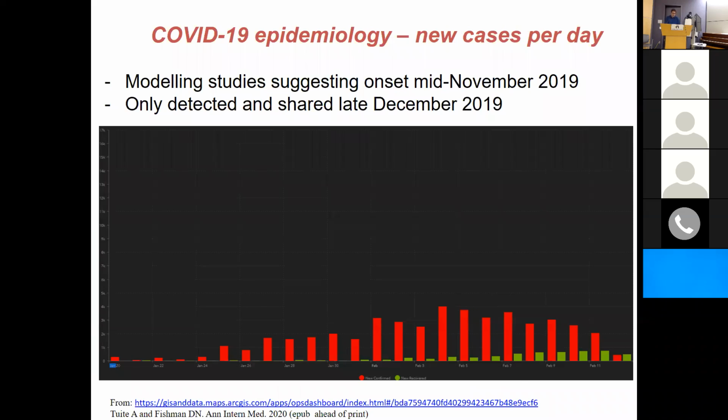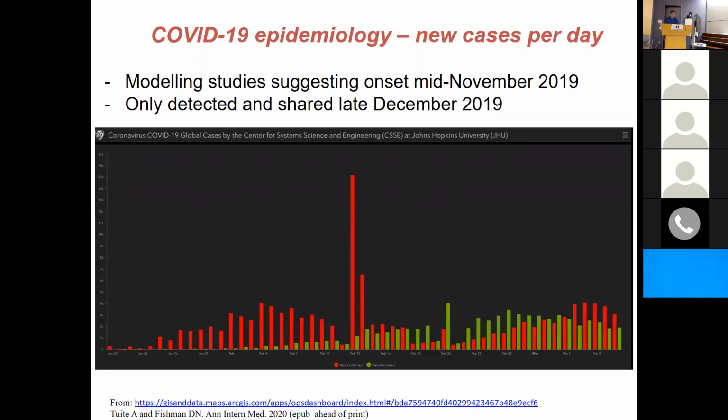Just one note here. Modeling studies are suggesting that probably onset was mid-November, but it took a while until there was a critical number of people infected, so people started to realize that there's a new disease out there. And that's why it was only detected and shared in December 2019.